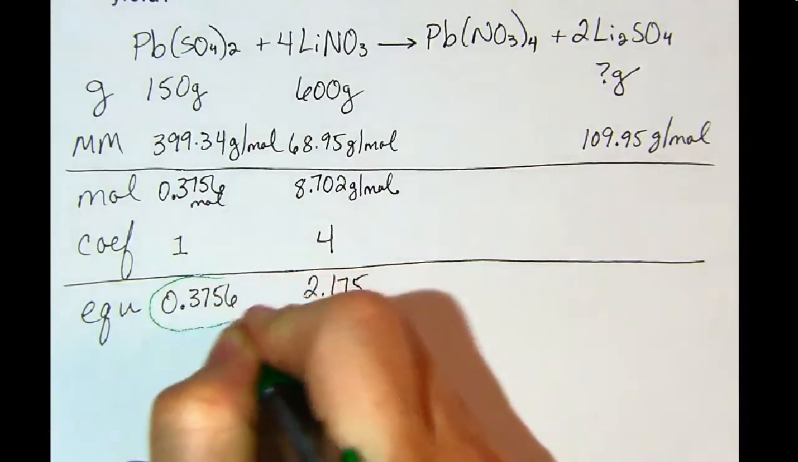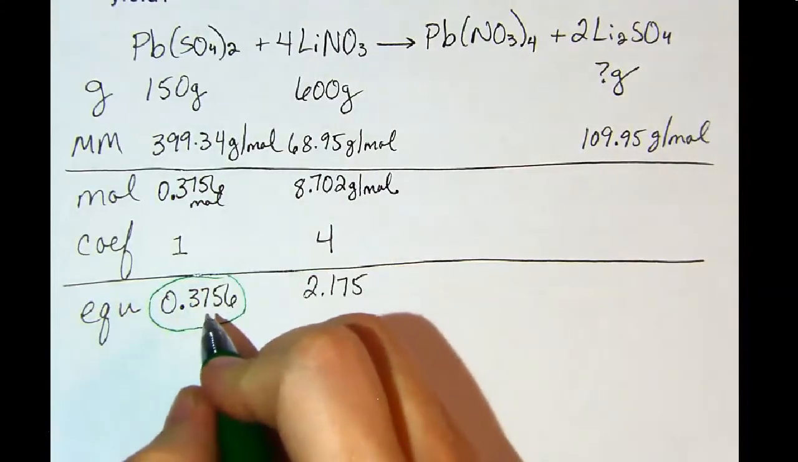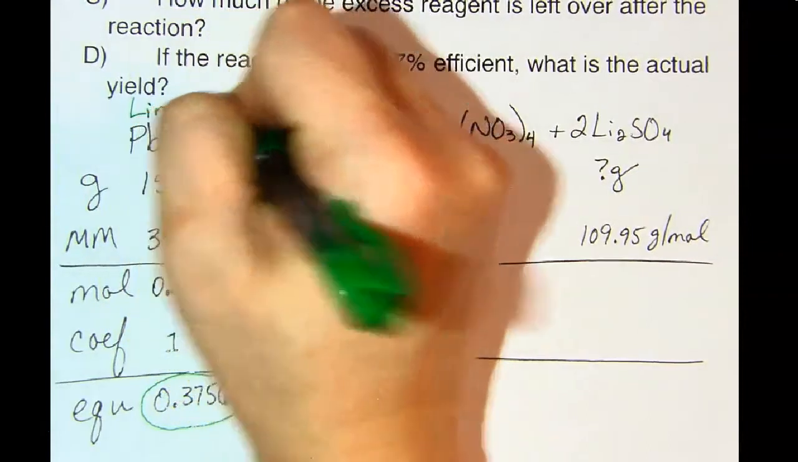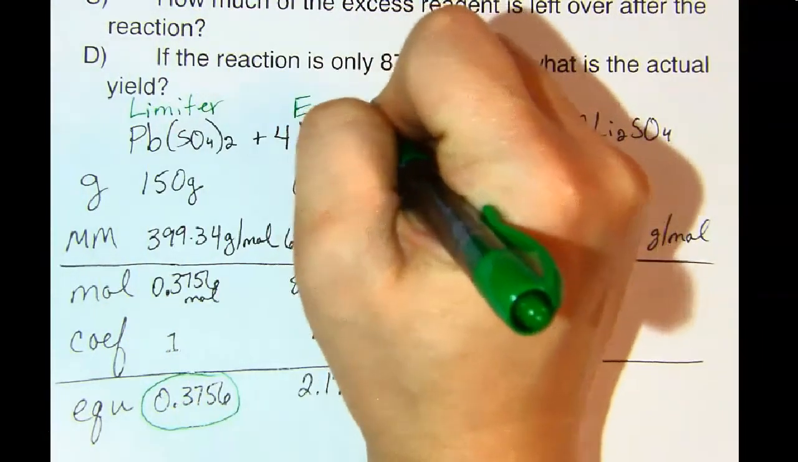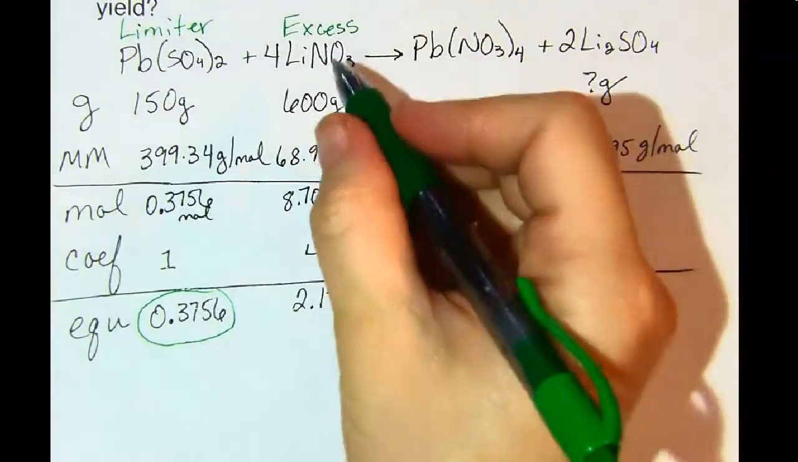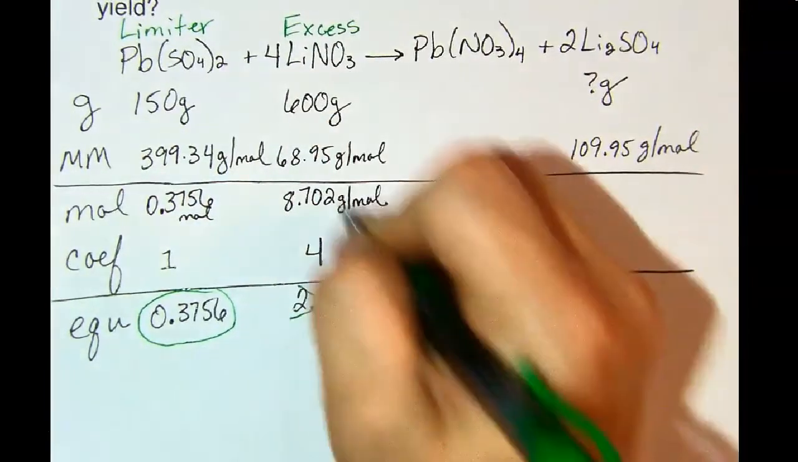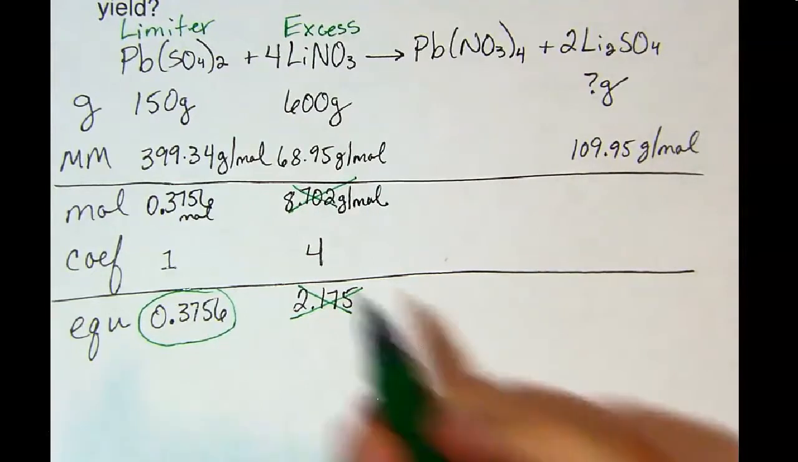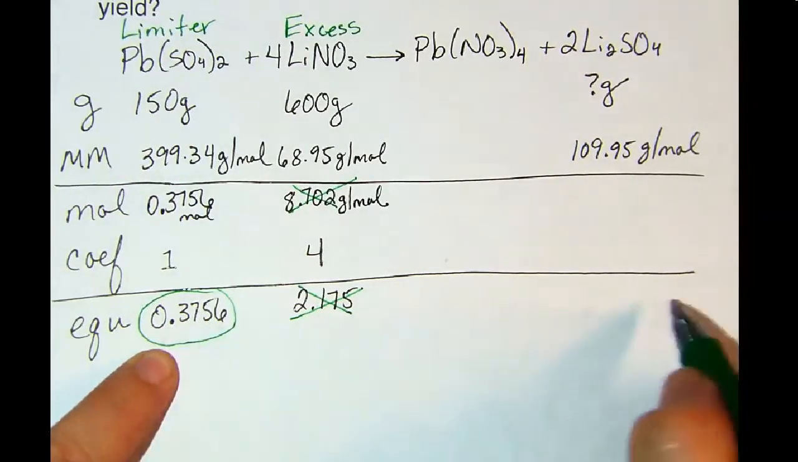That means that this is the true equivalent, which means this is my limiting reactant, which makes this the excess reactant. And notice, because this is the excess, that number is worthless and that number is worthless. I have to redo those numbers. So this is the equivalent. I'm going to rewrite it across for everybody.